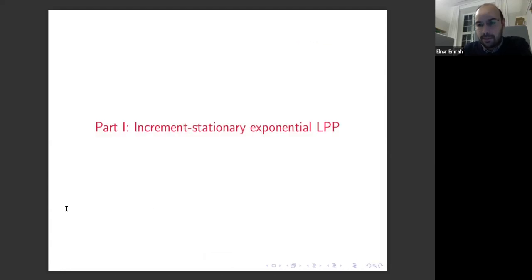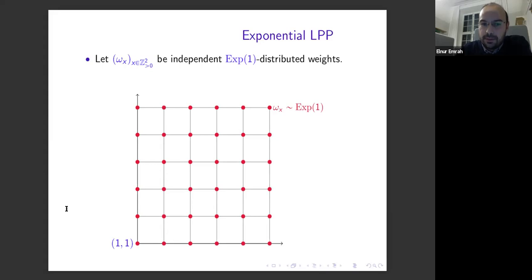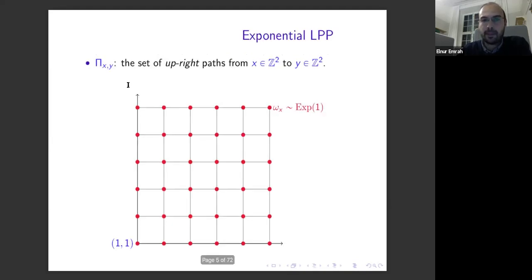Okay, so let me begin with describing our setting. So let's consider the positive quadrant of the integer lattice. To each vertex, we assign an independent exponential 1 distributed random weight. Now I will be working with upright paths between vertices. So this is an example of an upright path. At each step, the path goes right or up 1 unit.